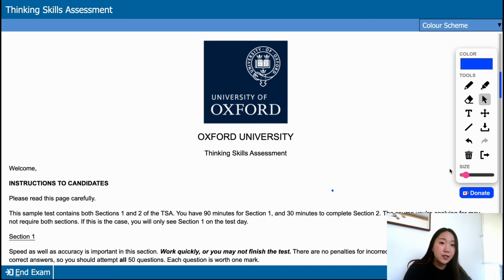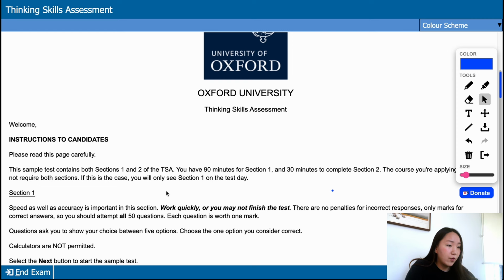So let's just see what the format of the exam is like. I've had a quick flip through this before, so I do know what it looks like, but just to take you through it, obviously, this is just section 1. Not many of you guys have to take section 2, but that comes afterwards, directly after this part anyway. It just gives you the instructions, says 90 minutes for section 1.